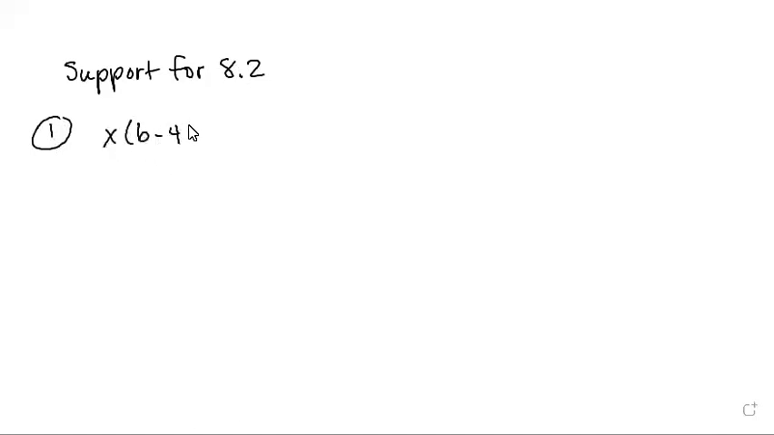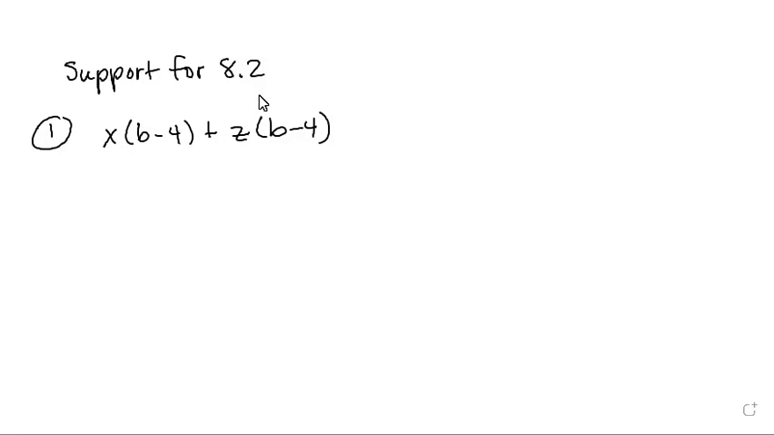The very first problem. So, for 8.2, the very first problem that I have says x times (b minus 4) plus z times (b minus 4). This problem is already a factor by grouping problem. It's practically solved for you.